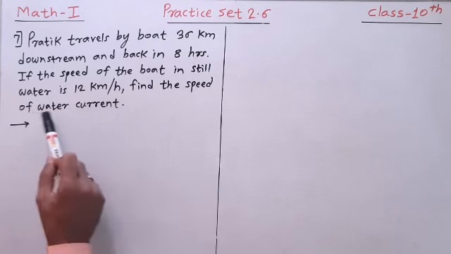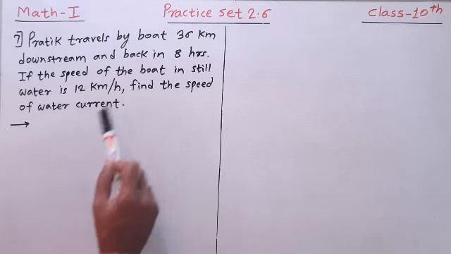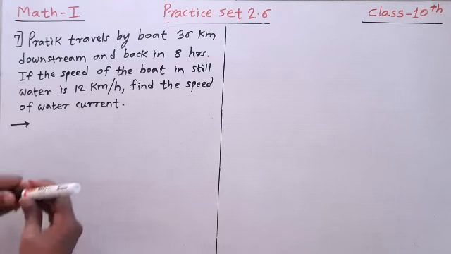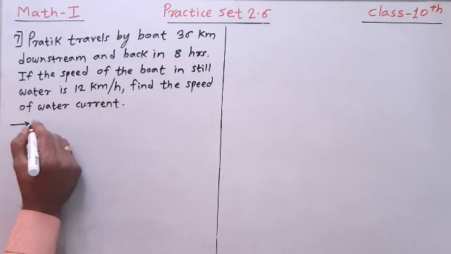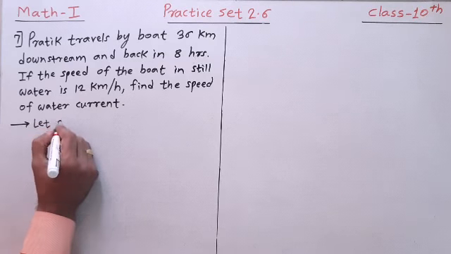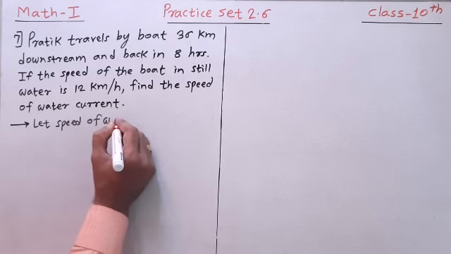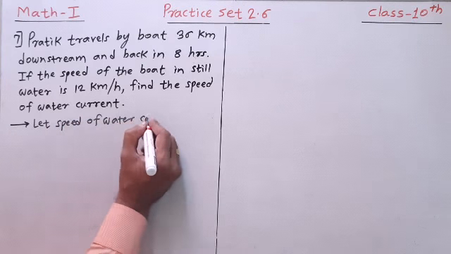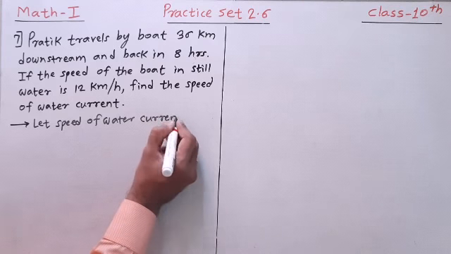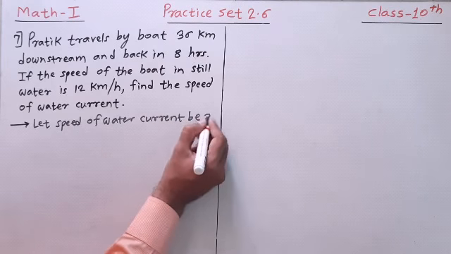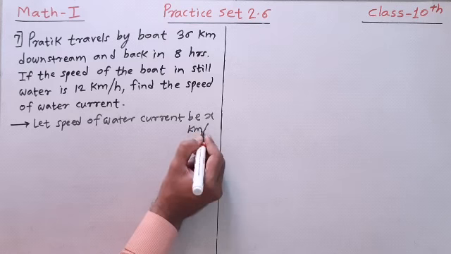So speed of water current is the thing that we have to find out, and we will consider it as variable x. Let speed of water current be x kilometer per hour.